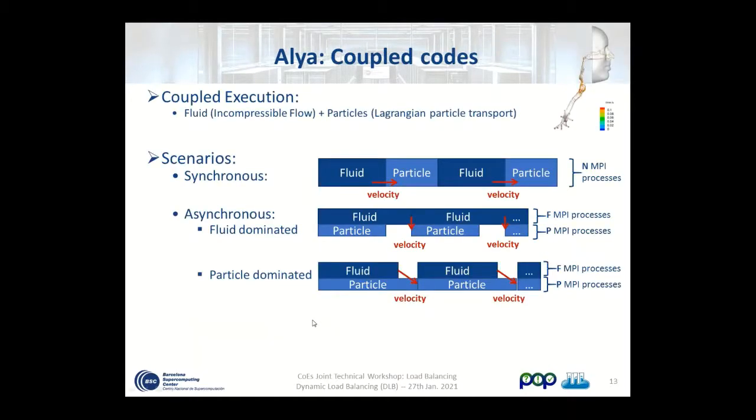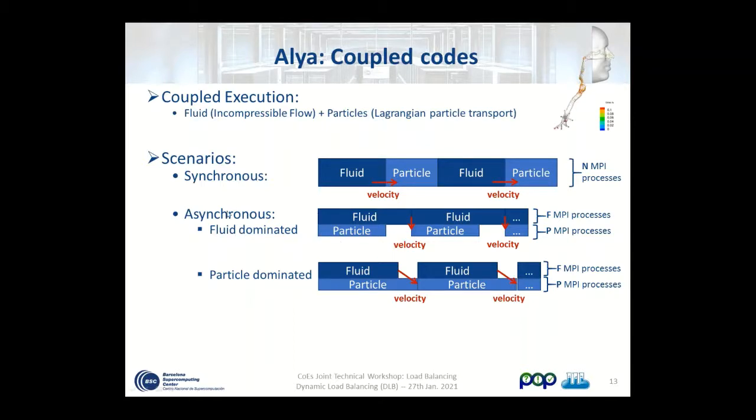Another interesting input and test case that we used was a coupled one. This was also the respiratory system, but in this case, particles were also injected. So there were two physics that needed to be solved, the fluid and the particle. Alya can do this in two ways, the synchronous one, where first the fluid is solved and then the particles, or in an asynchronous way, where some MPI processes solve the fluid and other ones solve the particles.